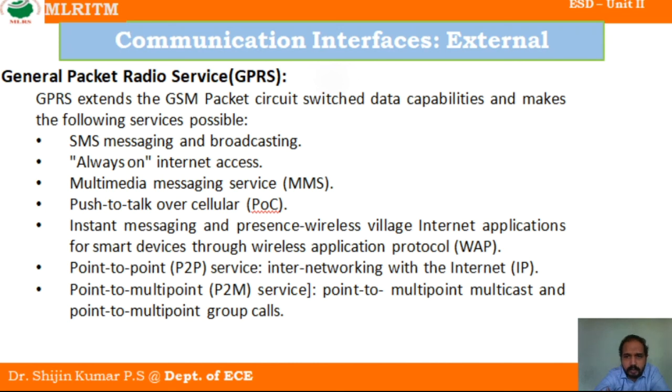Then point to point service, internetworking with the IP. We are using the GPRS network and we can connect this network to the IP, that is the internet, and we can provide the service to the customers. Then point to multipoint, that is multicasting. We can transmit data or signals and they can be accessed by different people. That is also possible. So these are the services that are provided by GPRS.